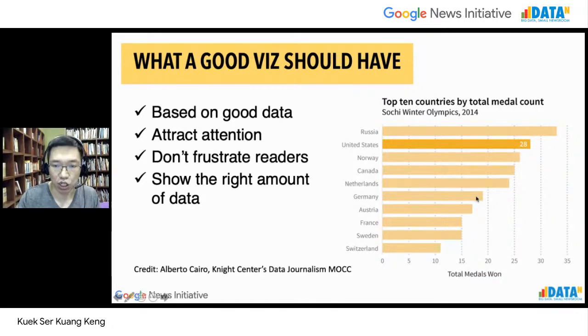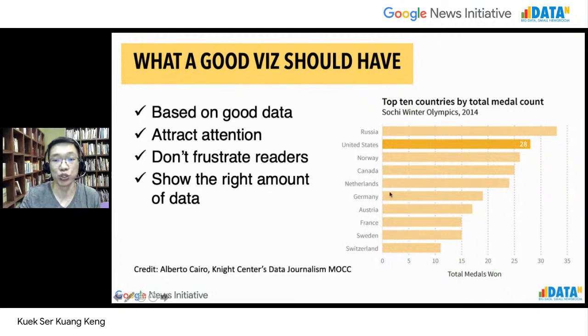So this is a good example. Look at this. This is a bar chart. It is showing the top 10 countries by total medal count in the Sochi Winter Olympics of 2014. If you observe here, it only shows you the top 10 countries. They are not trying to show all the countries. There are hundreds of countries contesting in the Olympics, but they only show you the top 10. Why? Because those are the more important ones. And look at the label numbers. It only labels the United States with 28.